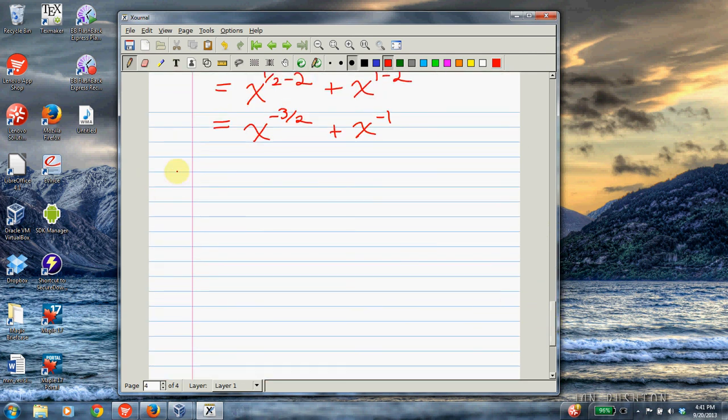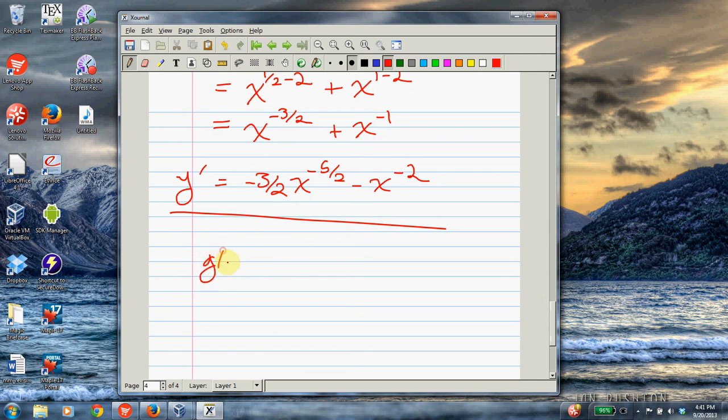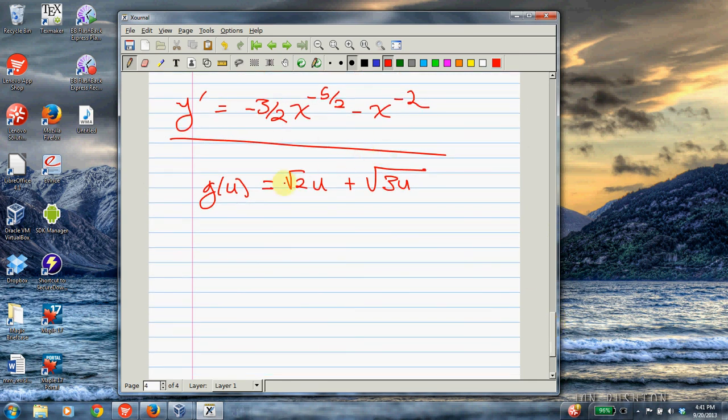Now we're finally ready to take the derivative, and y prime is equal to minus 3/2 x to the minus 5/2 minus x to the minus 2. Okay? Done. The next one is g of u is equal to the square root of 2u plus the square root of 3u. Okay, very important difference here between being in the radical and not being in the radical. See?